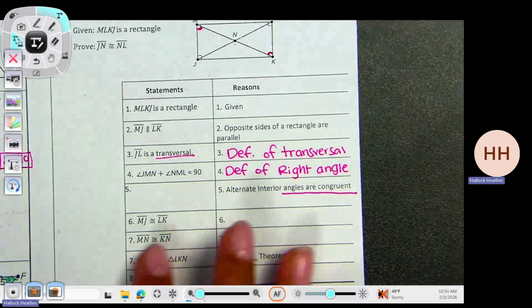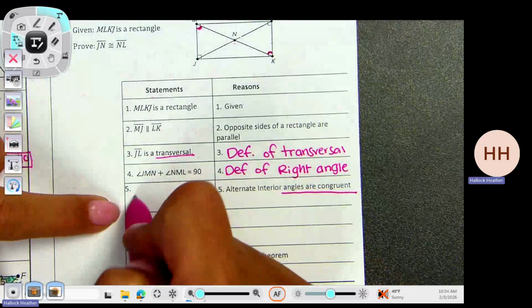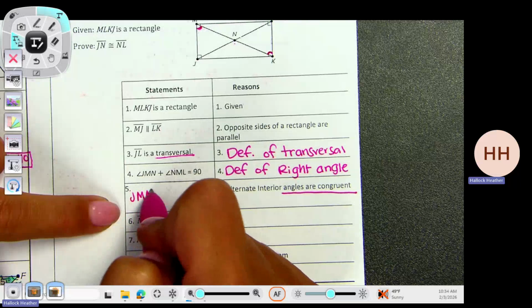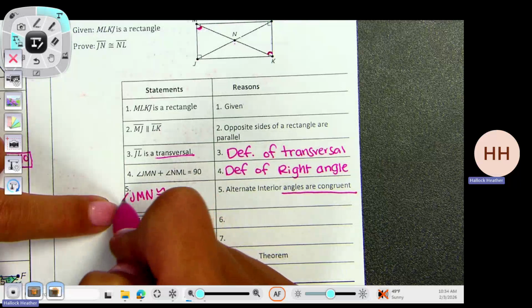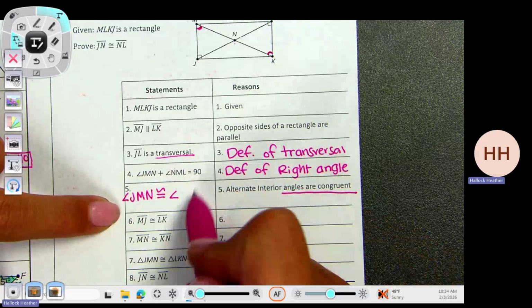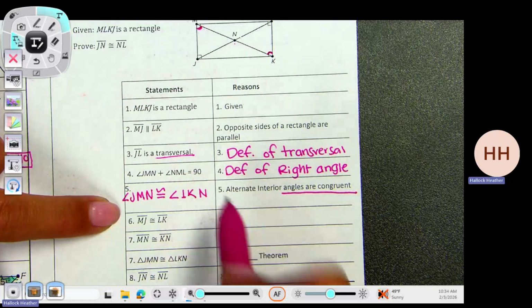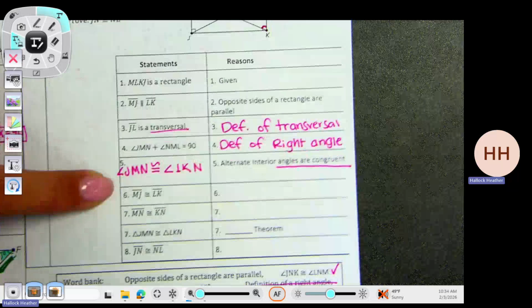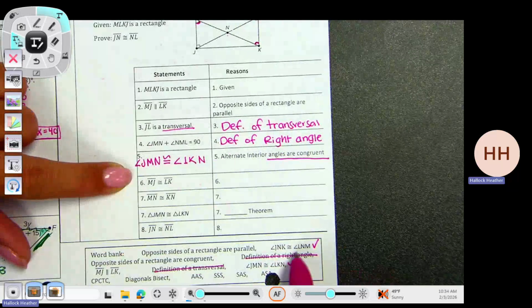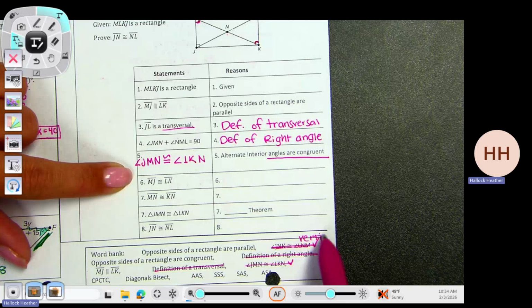So for alternate interior, it should be JMN is congruent to LKN. The only other option is a set of vertical angles, which you cannot use because these are vertical, so it doesn't work.